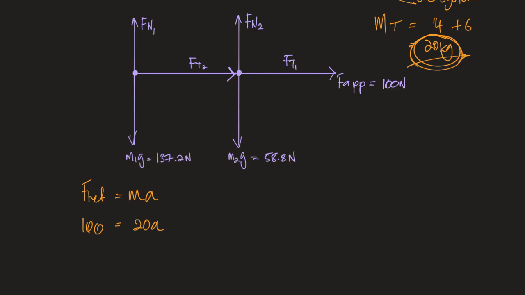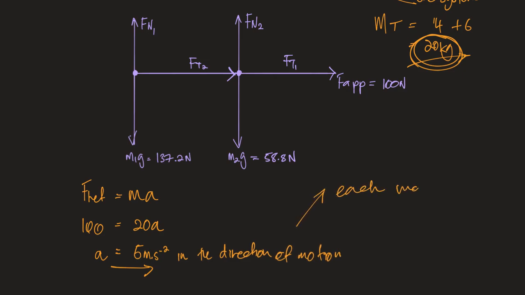100 divided by 20. A is equal to 5 meters per second squared in the direction of motion. So now I have the acceleration of each mass, and each has the same acceleration. Alright, now they want T1 and T2.